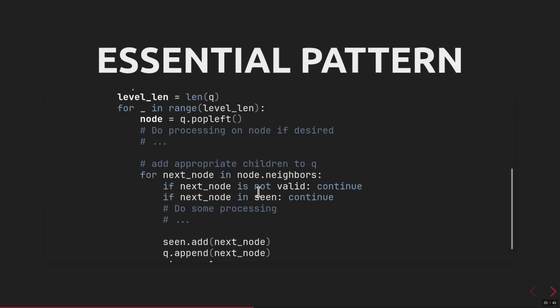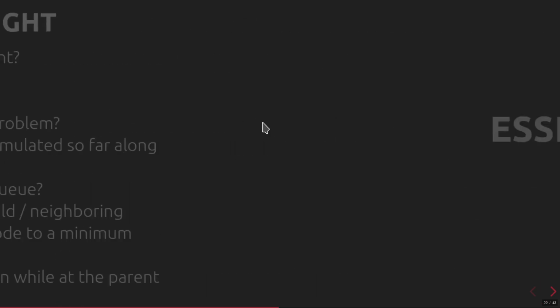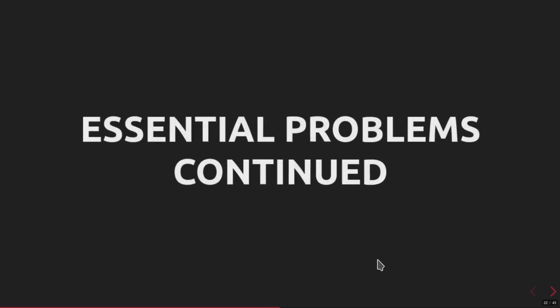I'll actually show you some examples where I messed up and got a time limit exceeded because I did not prune at the parent node. I'm not sure if textbooks really talk about this, but it was definitely not covered when I was learning BFS for the first time. You definitely want to prune while you're at the parent node when you enqueue children if you can. Anyway, onwards. I think that is the last thing I wanted to say. Almost always you can prune children while at the parent node. This is for basic BFS. In Dijkstra, it's only slightly more complicated than that.